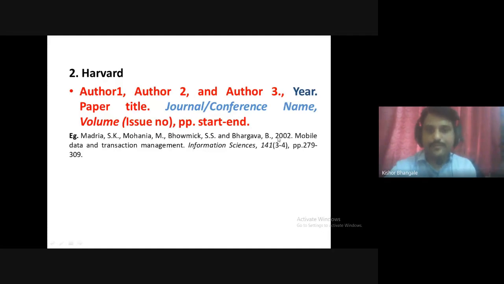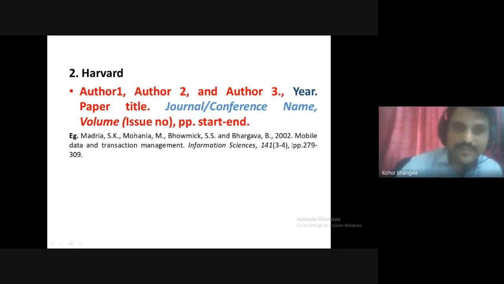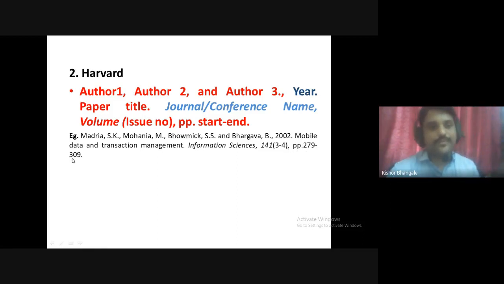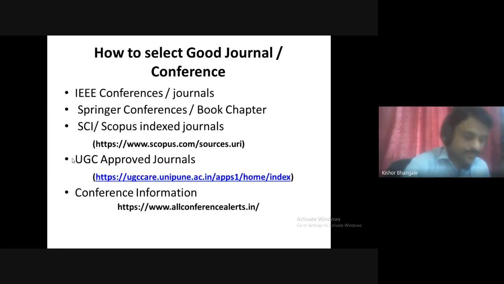So the major goal is how to select good journals or conferences. There are many fake journals available on the internet. If you submit a paper to one in the morning, in the evening they will publish your paper by charging you 1,000, 2,000, 3,000 rupees. Those journals are of no use. That is a waste of your work.